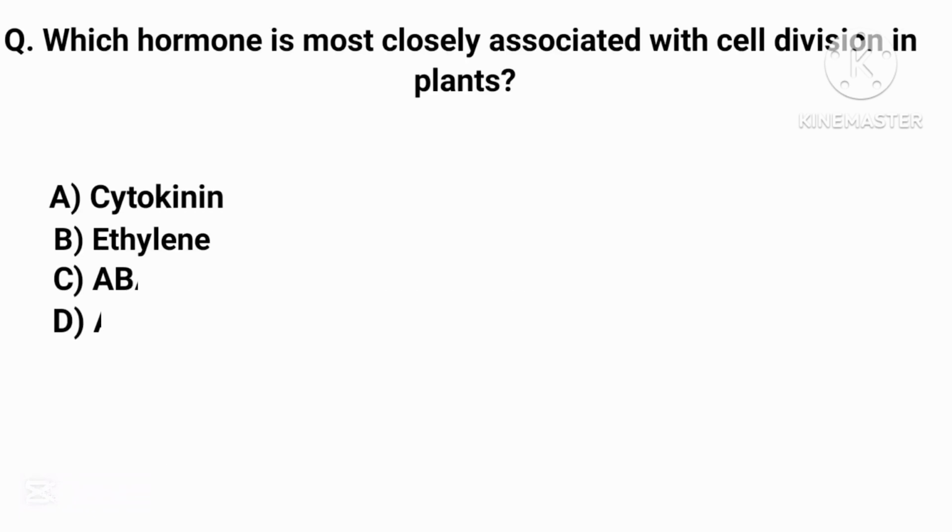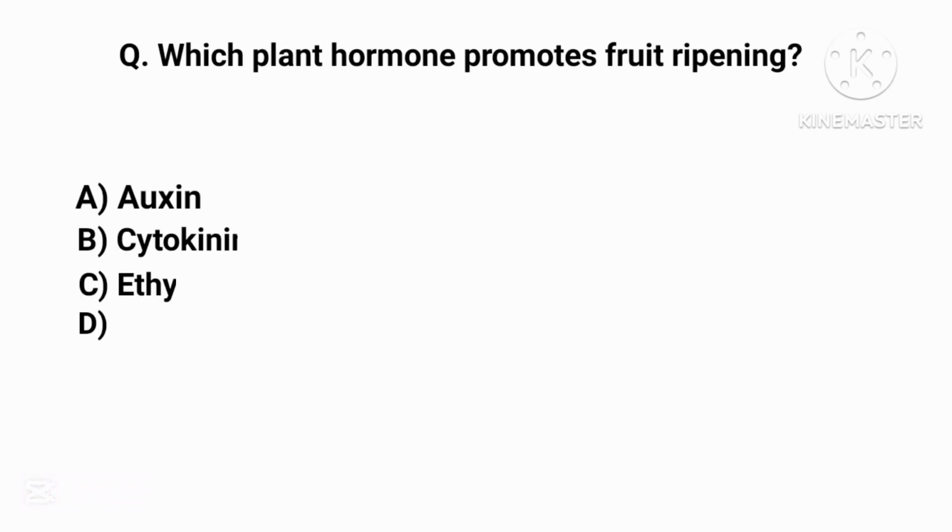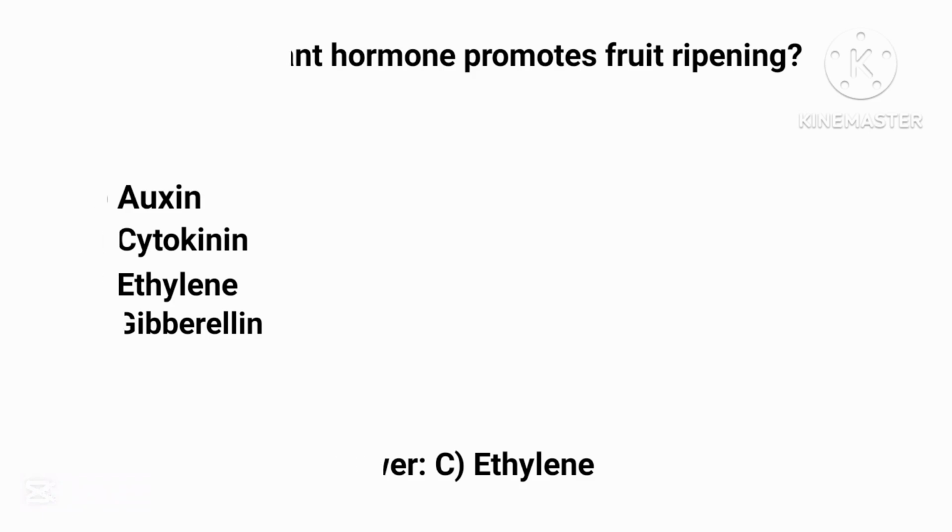Which hormone is most closely associated with cell division in plants? Correct answer is option A, cytokinin. Which plant hormone promotes fruit ripening? Correct answer is option C, ethylene.